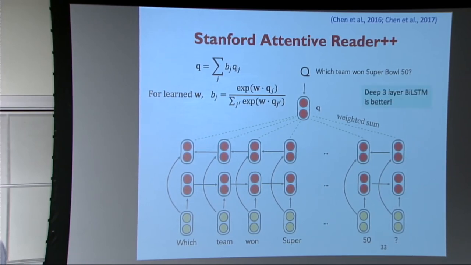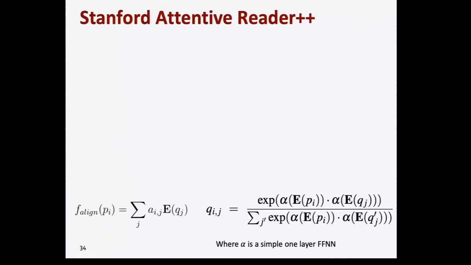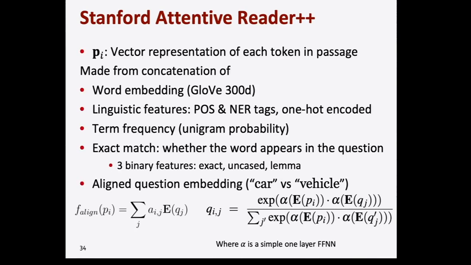Second change, the pictures only show a shallow BiLSTM, but it turns out you can do better if you have a deep BiLSTM, so you use a three-layer deep BiLSTM rather than a single layer. Okay, then the other change is in the passage representations, and this part arguably gets a little bit more hacky, but there are things that you can do that make the numbers go up, I guess.